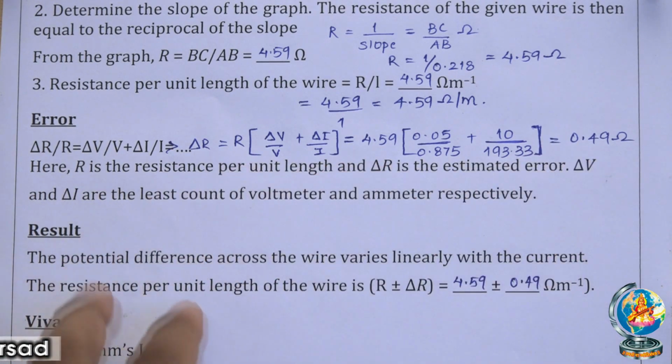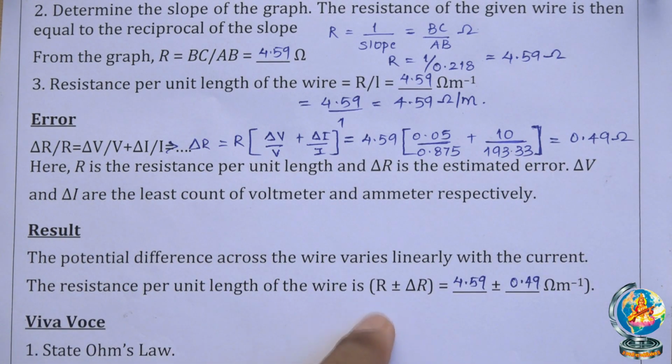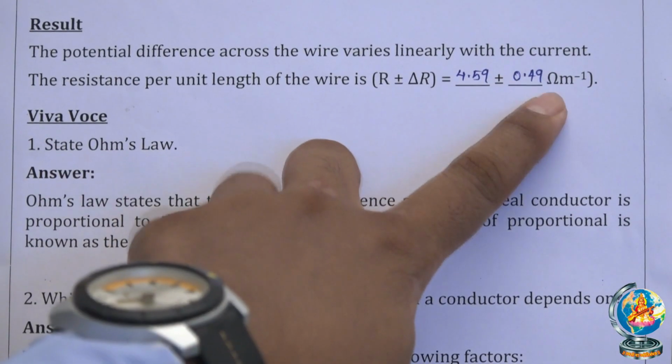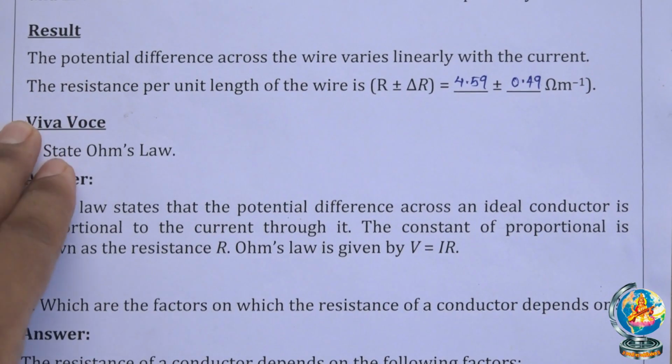Any quantity can be represented by its absolute magnitude and its error. So my answer is 4.59 plus or minus 0.49 ohm per meter. This is my final result of the experiment.